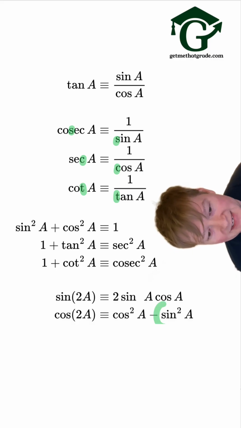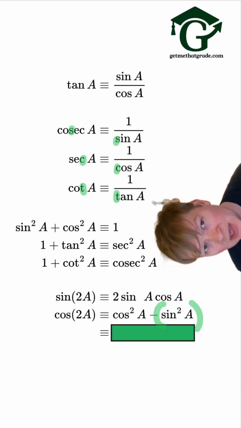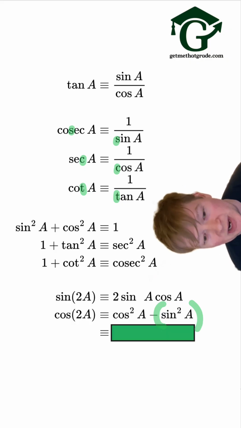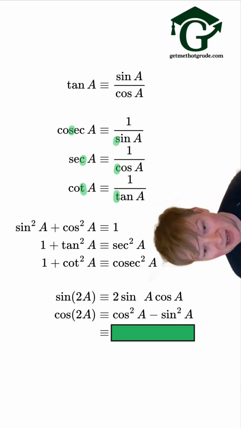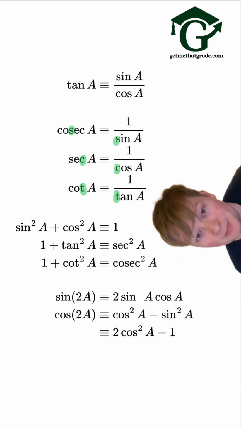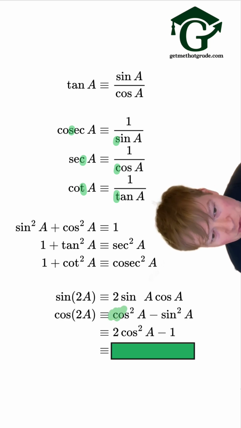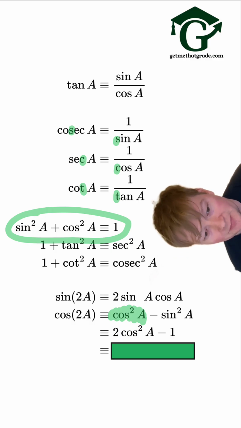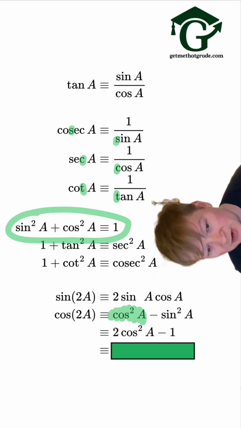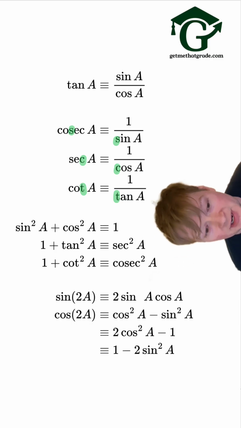We could replace in brackets sine squared with 1 minus cos squared. So then I'd have a minus 1, but I have a minus minus cos squared, which would be a plus cos squared. But I've already got a cos squared here, so that would be 2 cos squared minus 1. And similarly, I could replace my cos squared, using this identity, with 1 minus sine squared. So that would be 1 minus sine squared minus another sine squared. That's going to be 1 minus 2 sine squared.